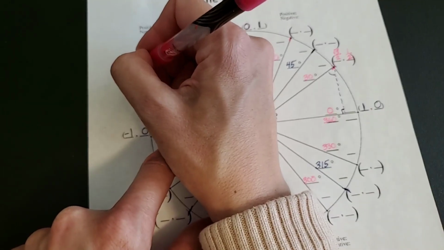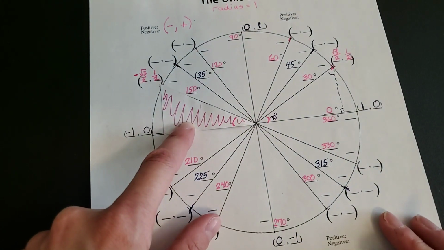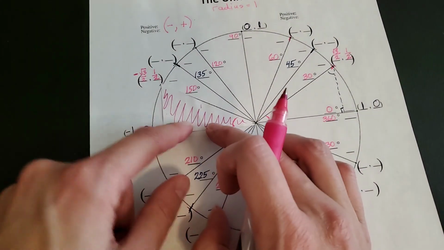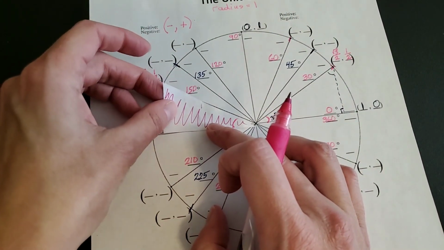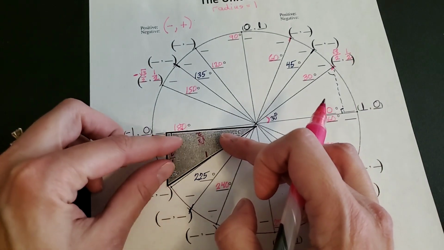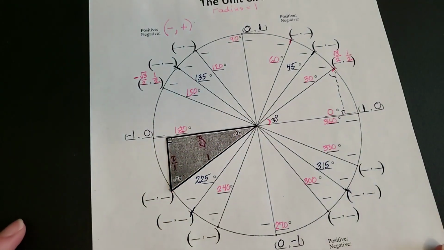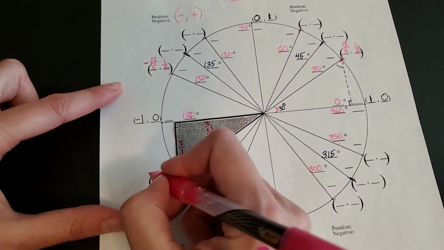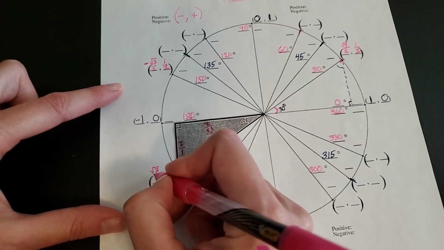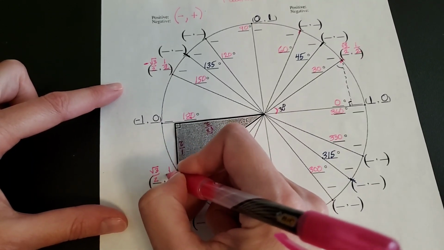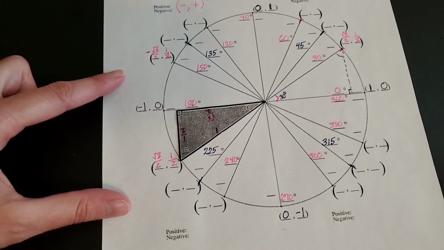I just need to make the x-coordinate negative. Well, I can still keep using this triangle. Flip it down. Same side lengths, same ordered pair. √3/2 is the x-coordinate. 1/2 is the y-coordinate, but now we're in quadrant 3.